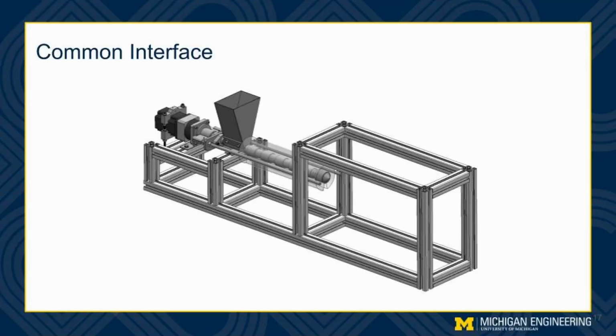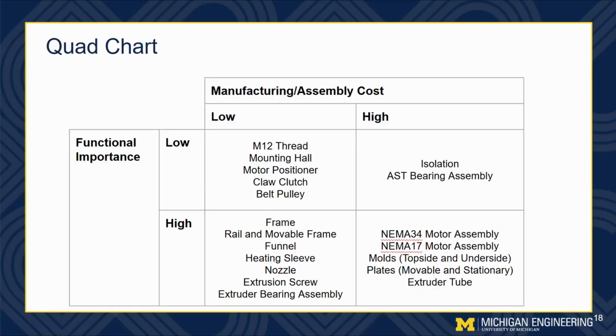Next, we have our common interface. This is the common interface where all the parts are the same for both variants, both for the injection molding machine and for the recycling into 3D printing filament machine. This interface is interchangeable and can be used for both variants. Here's the quad chart of the primary variant.